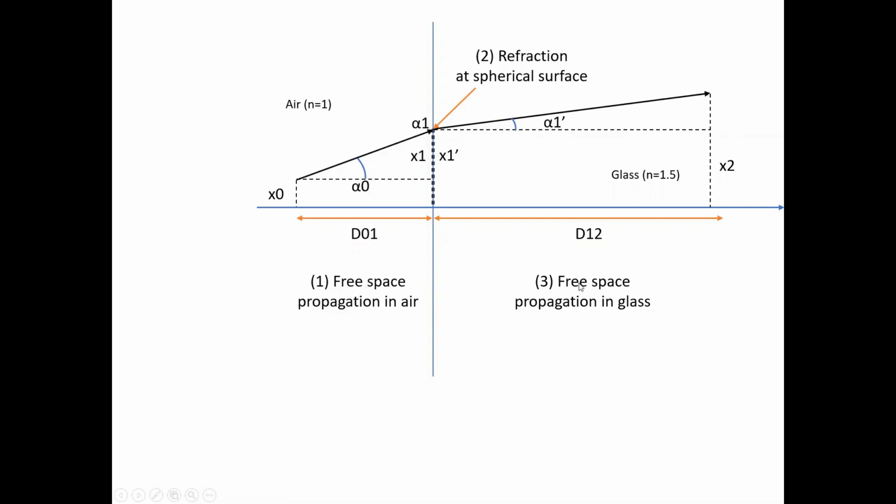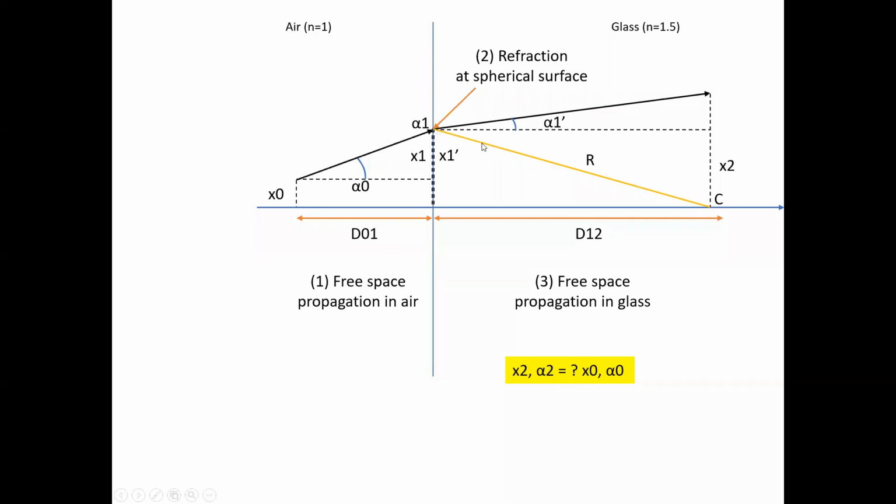So for free space propagation, the angle doesn't change. It just changes the distance away from the optical axis. For refraction, the distance from the optical axis remains the same, but the angle is changed. Okay. So let's analyze each of these cases one by one. So I have my outputs, which are x2 and alpha 2, and I have my input, which is x0 and alpha 0. So I have to figure out the relationship between these two.